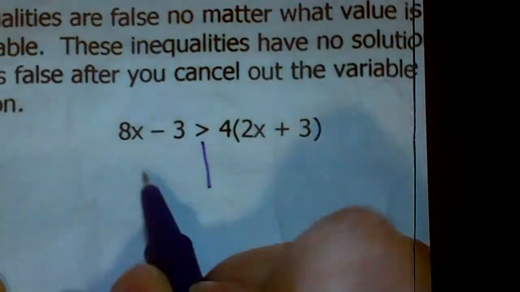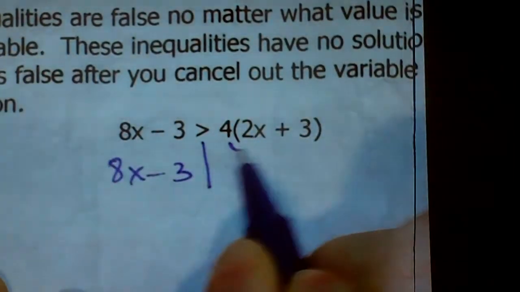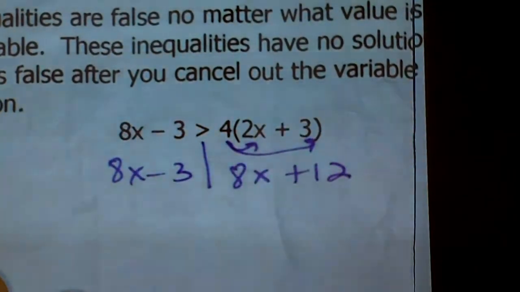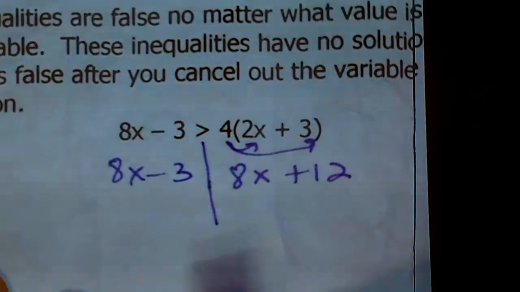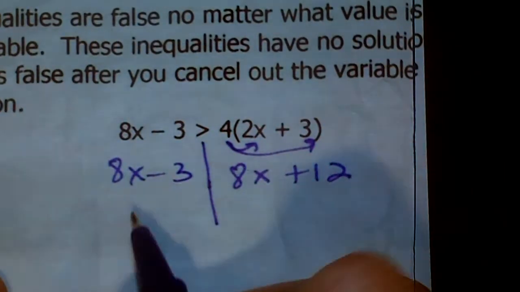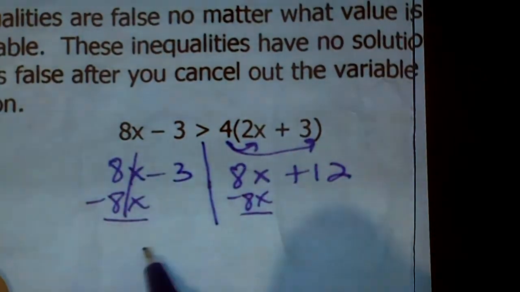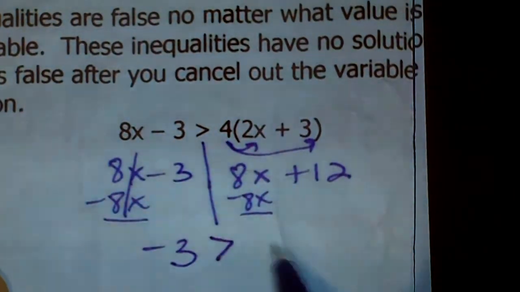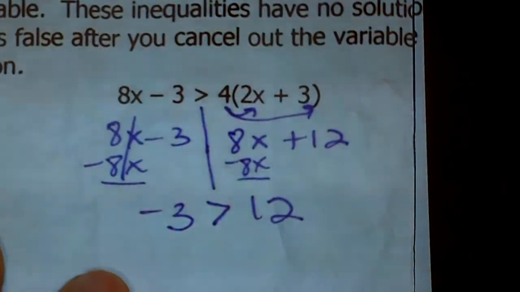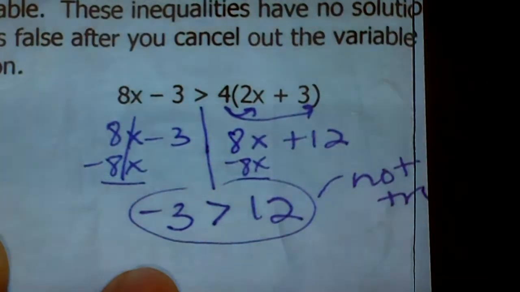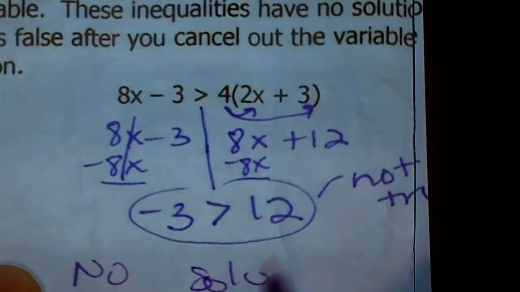So let's try it. I have 8x minus 3. I'm going to use the distributive property here. I get 8x, and 4 times 3 is 12. Now, I have an 8x here and an 8x here. If you subtract 8x from each side, you end up with a negative 3 being greater than 12. Is negative 3 greater than 12? No. So this right here is not true. That means that there is no solution.